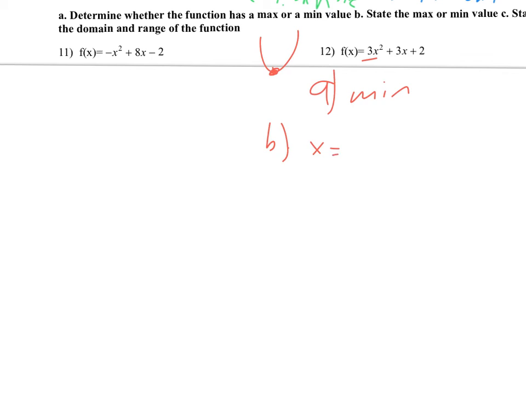Now this is in standard form, so you have to do negative b over 2a. So that's negative 3 over 6, and that reduces to negative 1/2. So now I need to plug that back in to find y. So I plug it in for every x.